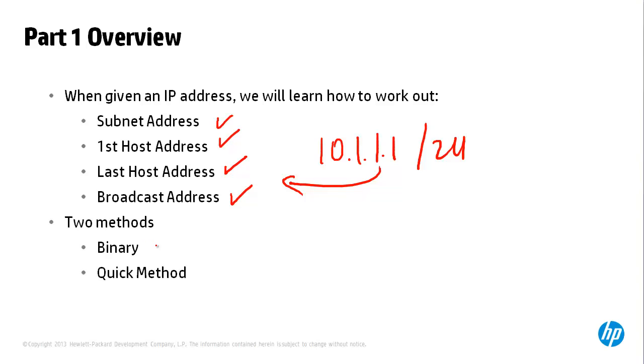We're going to look at two methods, the binary method and the quick method. I suggest you choose one or the other and then get good at that specific method. There are many ways to do subnetting, many tricks, many options. I personally think the best thing to do is to select a method that works for you and then use that method. I think binary is very important to understand, but as the quick method name implies, it's very quick and easy to answer subnetting questions using the quick method.